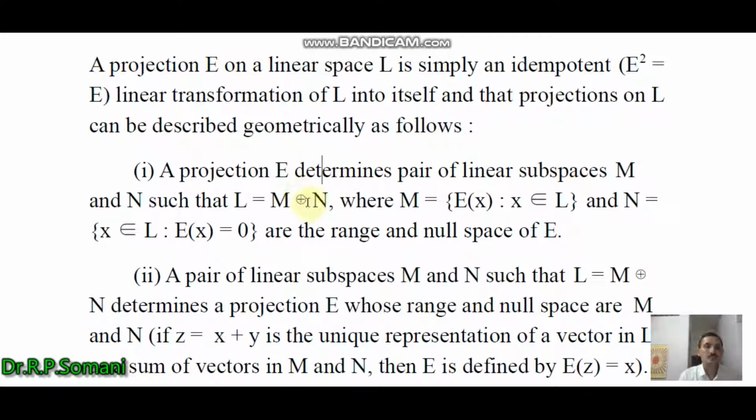Here this symbol is for the direct sum, that is, L is the direct sum of M and N, where M equals {Ex such that x belongs to L} and N is the set of those x belonging to L such that E of x equals 0. These are the range and null space of E. So E determines two linear subspaces, and L is the direct sum with these properties, as M and N are the range and null spaces.